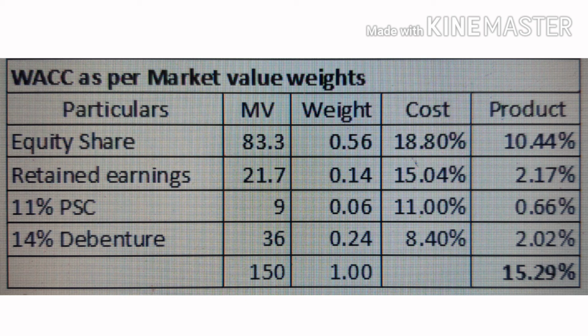Cost of retained earnings is 15.04% as we calculated earlier. By multiplying the weight and cost, we will get the products, and adding up, we will get 15.29%. It is a more logical approach solving the problem.